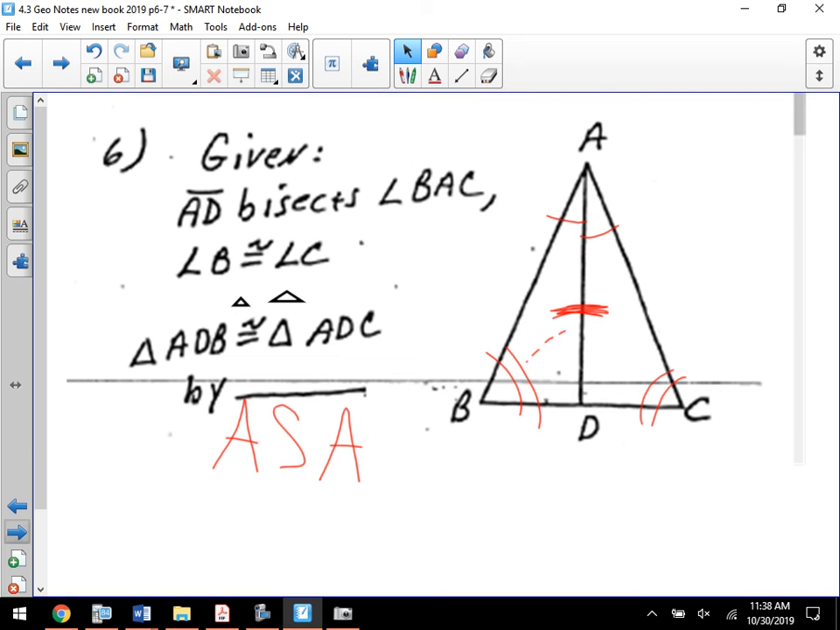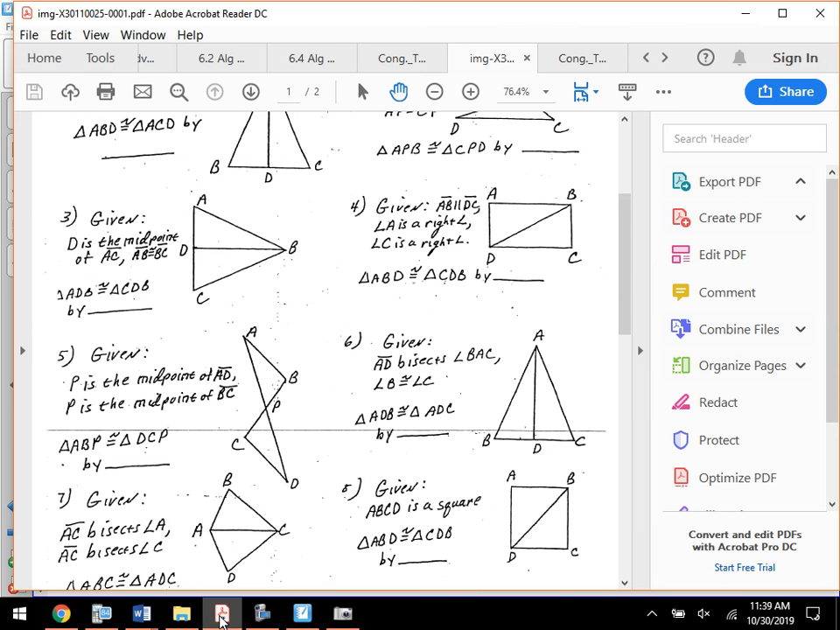I think the last one that you can do is number 7, so take a second and do 7. And I think we might call it a day on these.